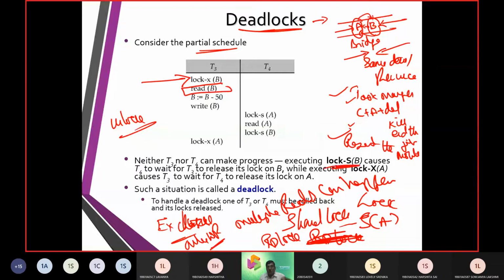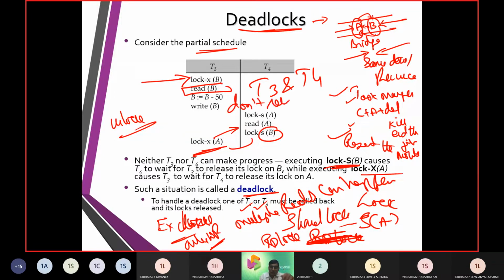So lock X and lock B, both of them are waiting for one another. The B lock is dependent on the X lock, and the X lock is dependent on the B lock. So either T3 or T4, they are not in a situation to release the contents. T3 and T4 don't release the locks. So we call this situation a deadlock.